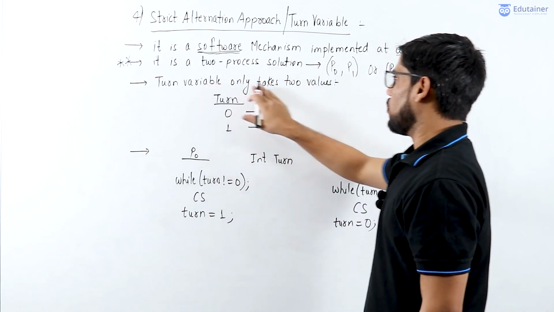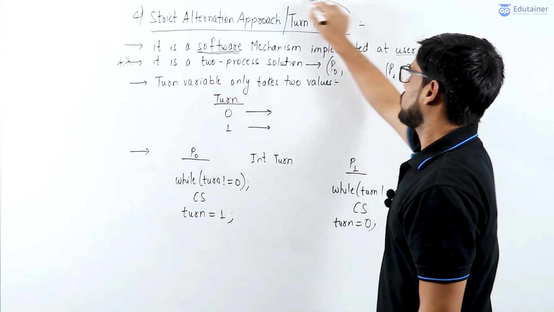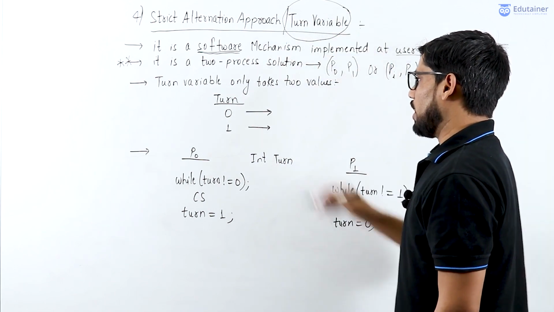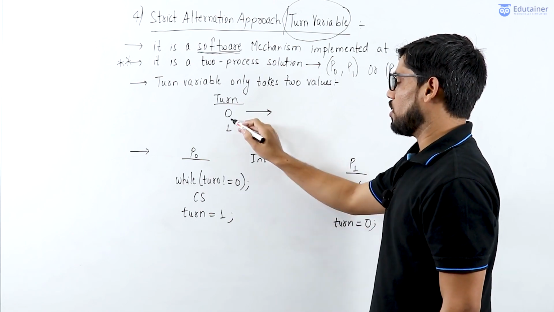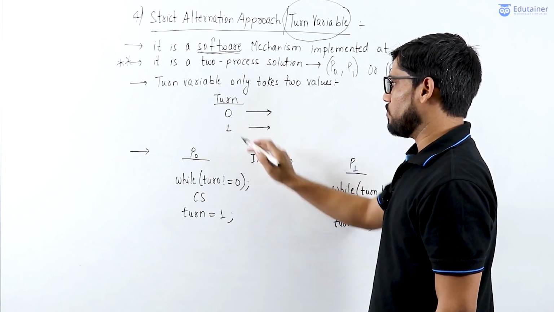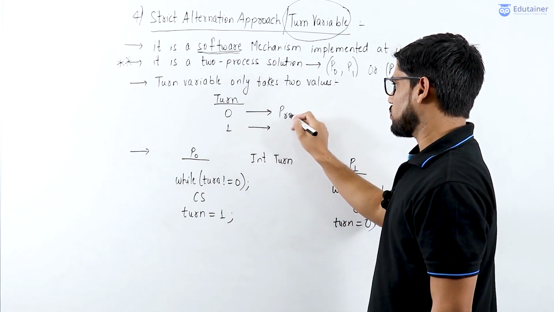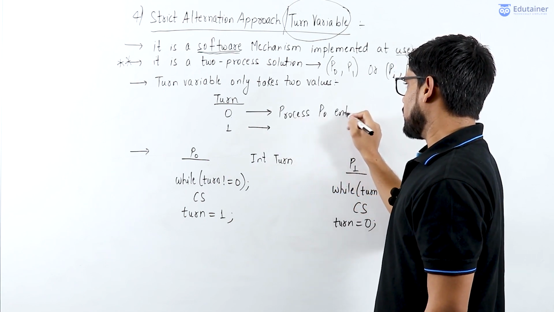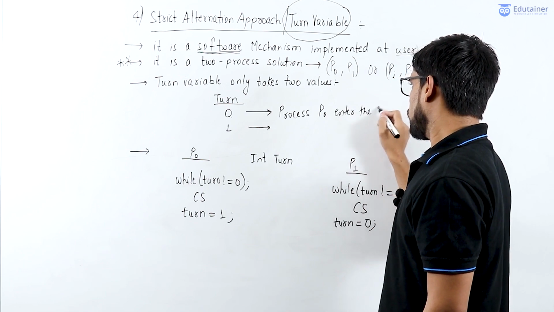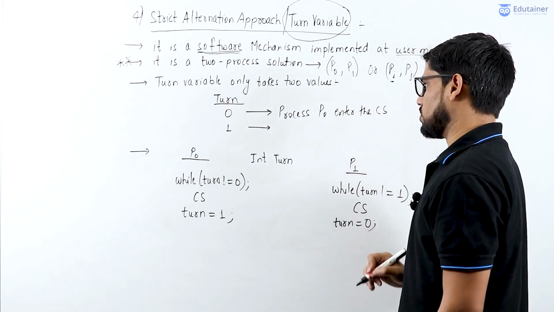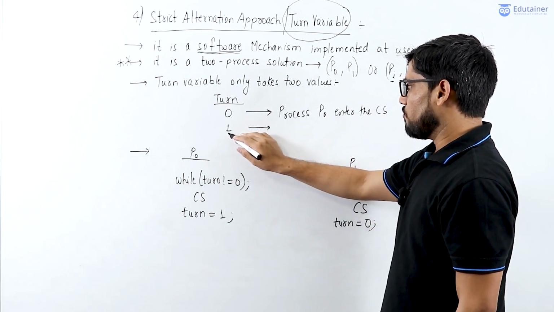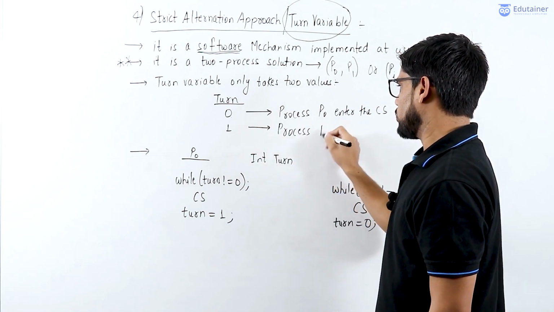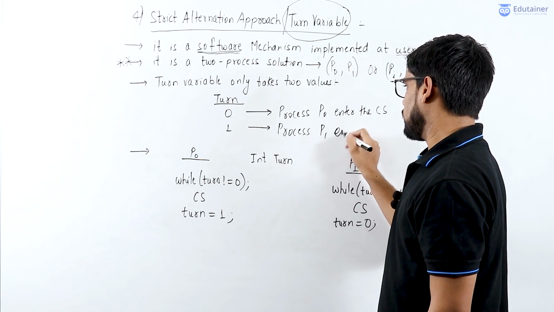And turn variable only takes two values. So here we are using a special kind of variable, which is turn variable. And in turn variable, it takes only two values, 0 and 1. 0 says that process P0 can enter the critical section, or process Pi can enter the critical section. Turn value 1 says that process P1 can enter the critical section.